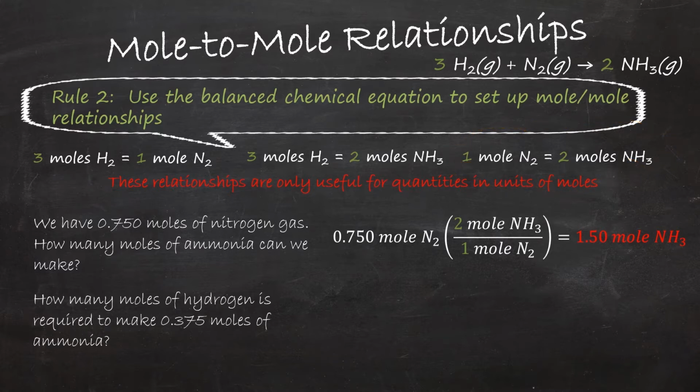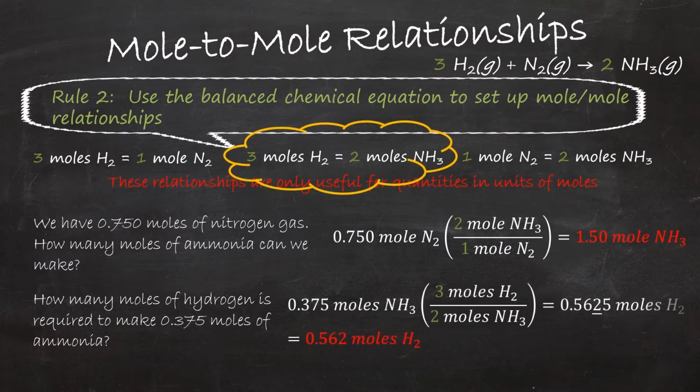Now, how many moles of hydrogen is required to make 0.375 moles of ammonia? We will use the balanced equation, and we see from the stoichiometric coefficients, 3 moles of hydrogen are equivalent to 2 moles of ammonia, leading to the computed result that 0.562 moles of hydrogen are required to make 0.375 moles of ammonia.